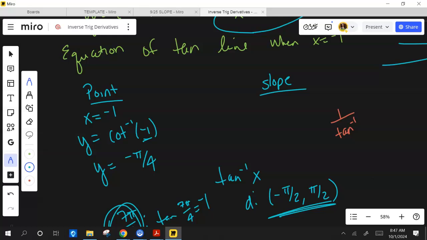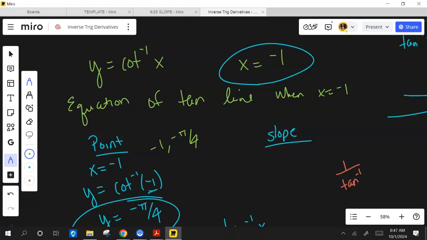Let's just go forward. Understanding. All right, look, if I have my point is -1, -pi/4, how do I find my slope? Derivative of what? Of that, right? So dy/dx is, what's the derivative of cotangent? I'm going back to my green sheet, or the inverse cotangent.